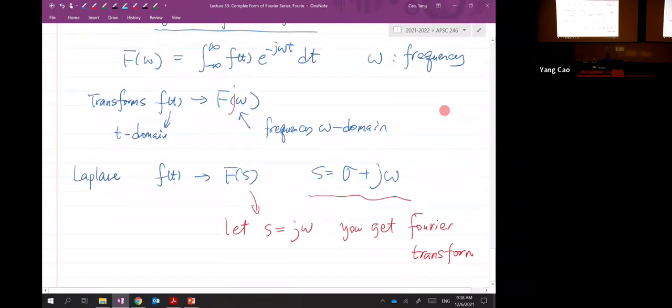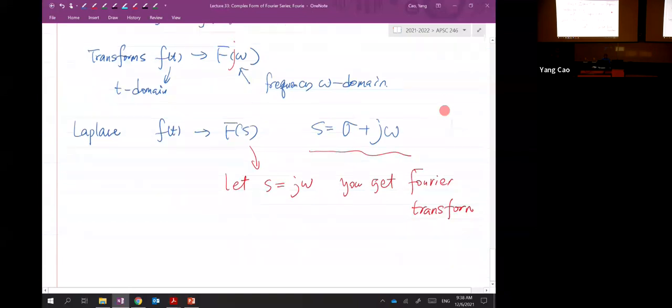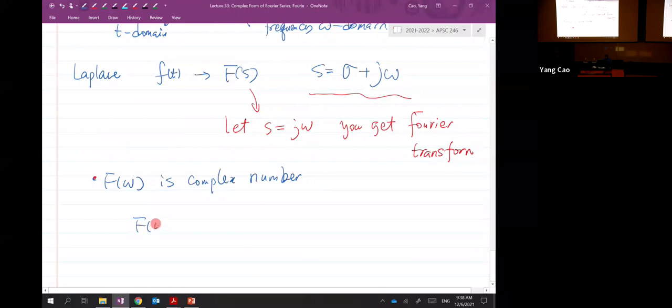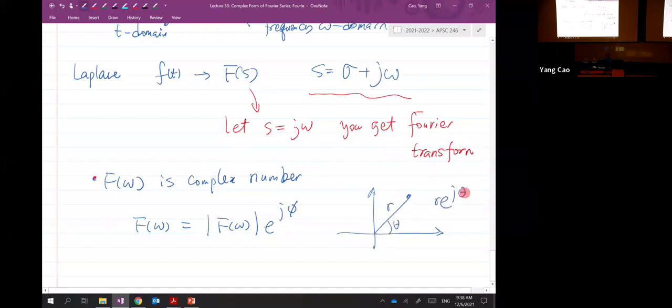So what's so useful about the Fourier transform? First of all, this F of omega is a complex number. And for any complex number, you can always write it as an amplitude and a phase. So if you have a complex number over here, then you have an amplitude R and a theta here. So you can always write it as R times e to the j theta for a generic complex number.